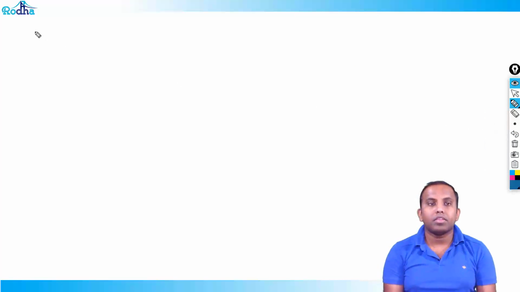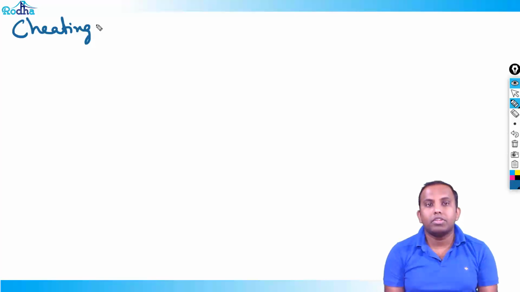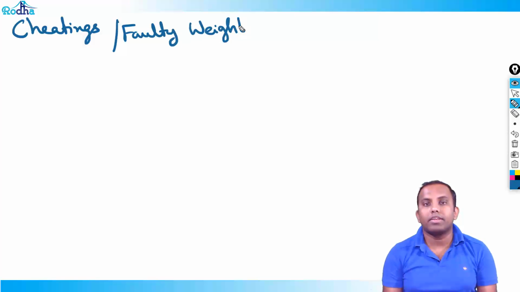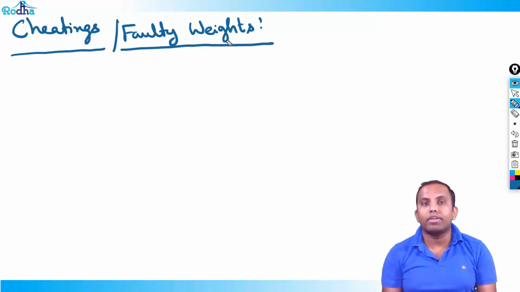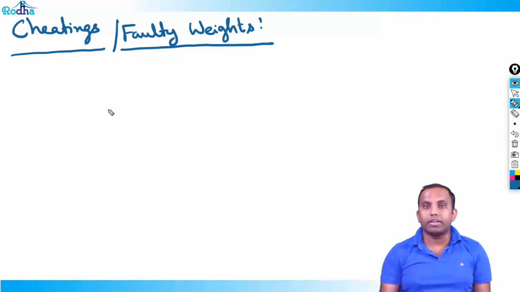Okay. See, before coming to the next question, we'll do some concept here. Some very good concept we'll discuss about cheatings, or faulty weights kind of questions. Involving these kinds of cases, the shopkeeper is cheating, or he's using some faulty weights to cheat the customers, right? See the meaning.